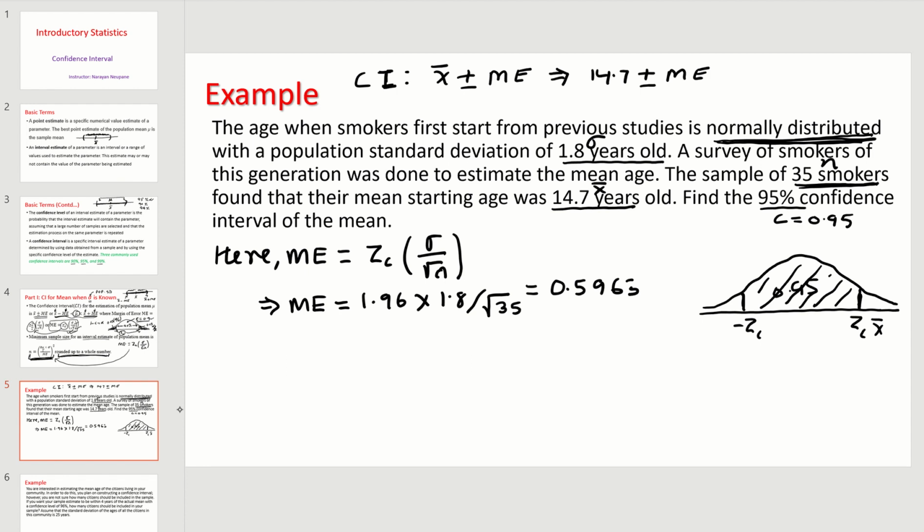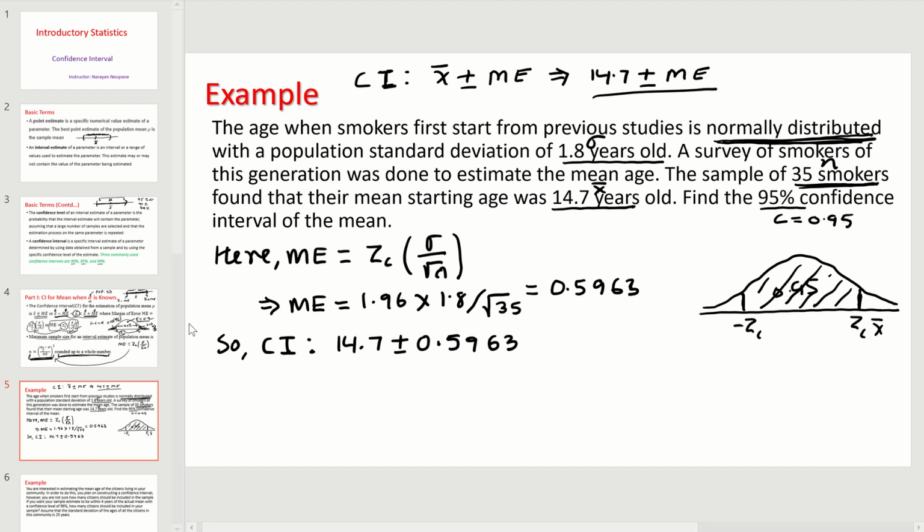0.5963. That is the margin of error. So the confidence interval is this one, which is 14.7 plus or minus the margin of error, which is 0.5963. So we can write it like this.